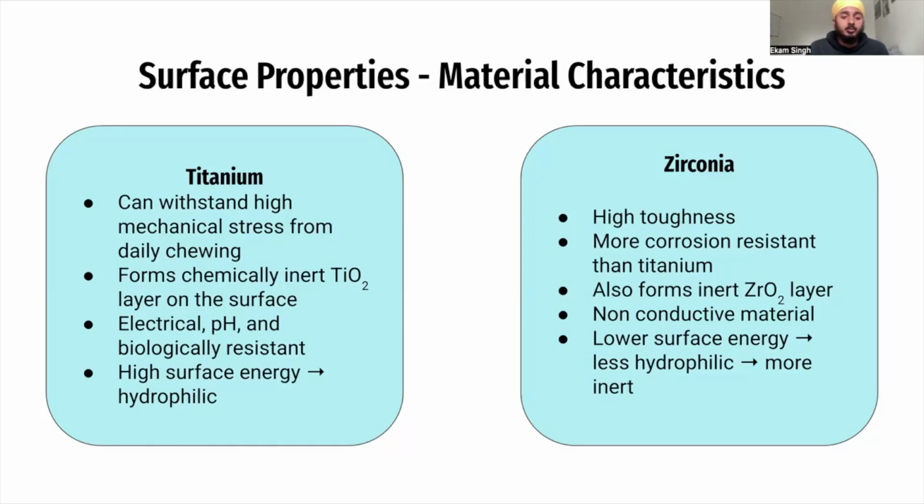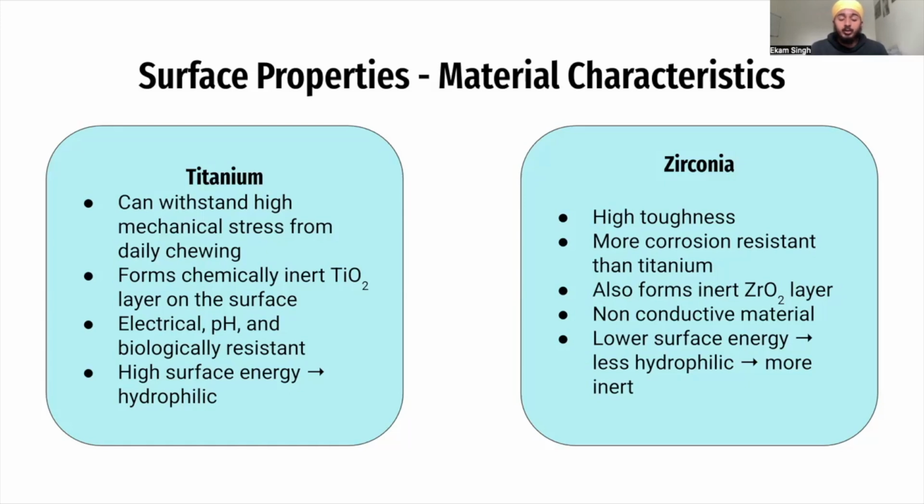Some of titanium's surface properties: mechanically, it's a very tough substance. It can take high stresses repeatedly over long periods of time. Chemically, it's very corrosion resistant. It forms a chemically inert, self-renewing titanium oxide layer on the surface when exposed to oxygen, and this makes it resistant to electrical, pH, and biological changes. Generally, it has a high surface energy, which makes it more hydrophilic.